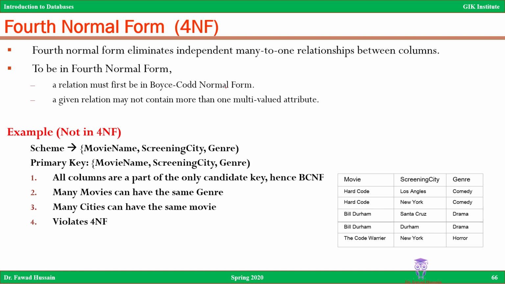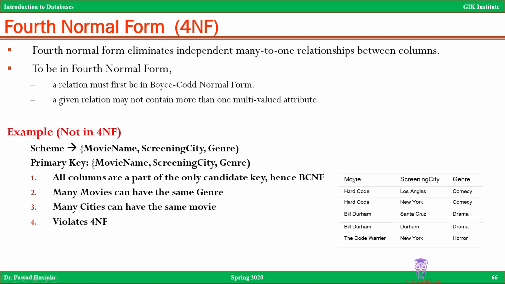And then moving on, we have another type of dependency issue, which is the multi-attribute dependency. To resolve that, we use the fourth normal form. The fourth normal form eliminates independent many-to-one relationships between columns. To be in the fourth normal form, you have to first be in the Boyce-Codd normal form, and a given relation may not contain more than one multi-valued attribute.